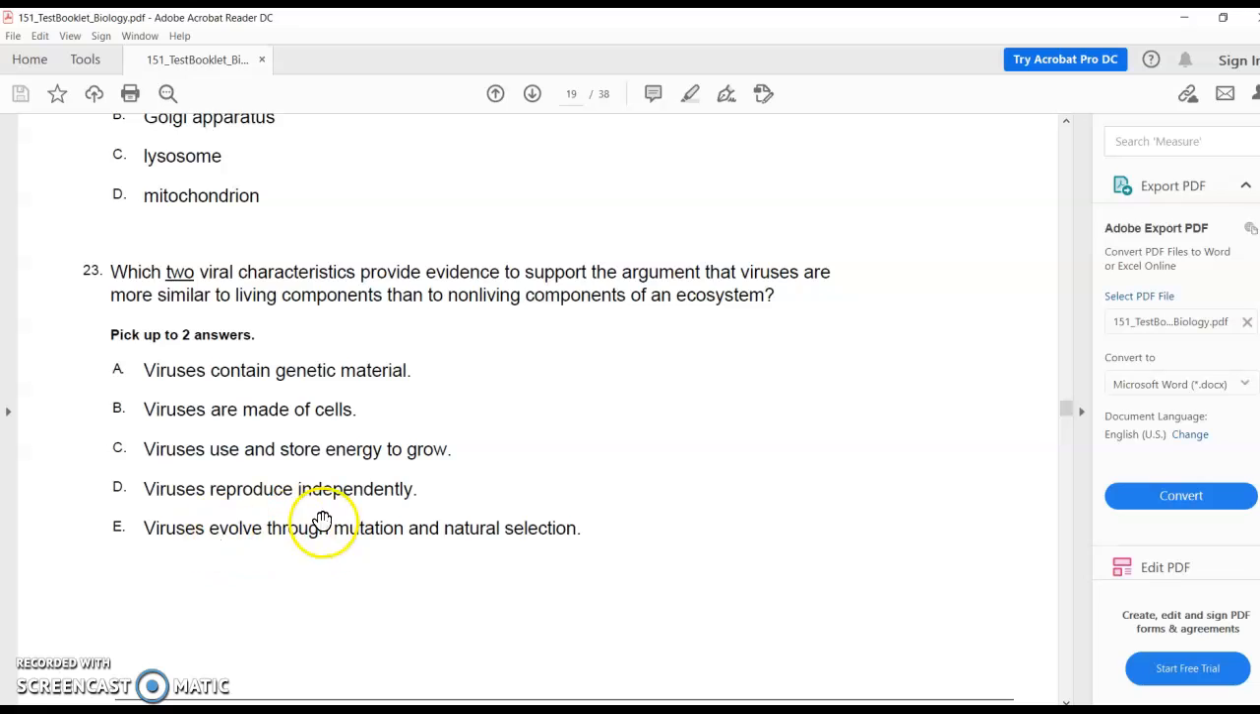E was controversial. That was like a maybe for us. We know viruses are not made of cells. We know they don't need energy, and they have to reproduce with a host. So B, C, and E we can eliminate, and you're left with A and E for 23.